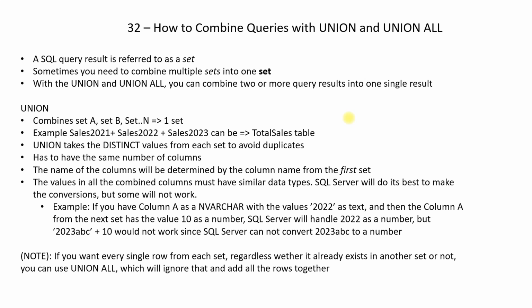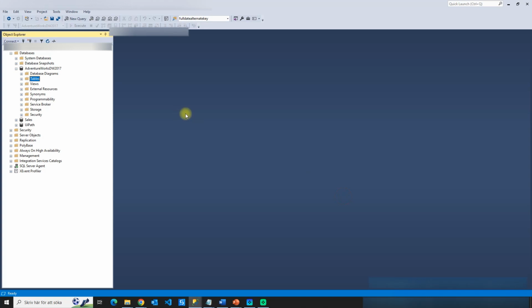SQL Server will be able to handle this because it can convert 2022 to a number. But what if you had 2023 ABC and then you tried to add 10 as an integer? That would not work because SQL Server cannot convert 2023 ABC to a number. I'm going to show you all of these errors and how you can address them. So let's jump over to SQL.